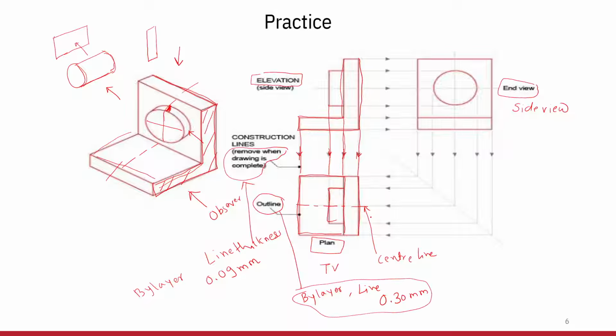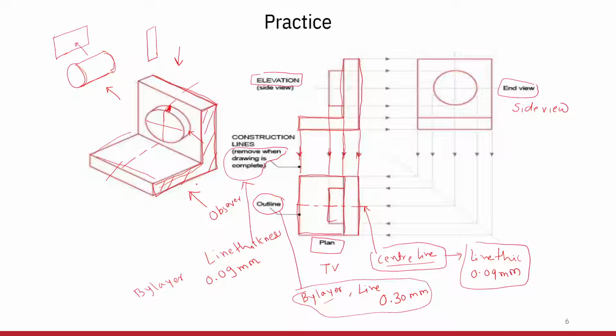Okay, whereas for the center line, we keep the line thickness as 0.09 generally. Sometimes we may take a different thickness, but I will always suggest taking a line thickness of 0.09 mm. And what is the line type? In this case, the line type will be center line.